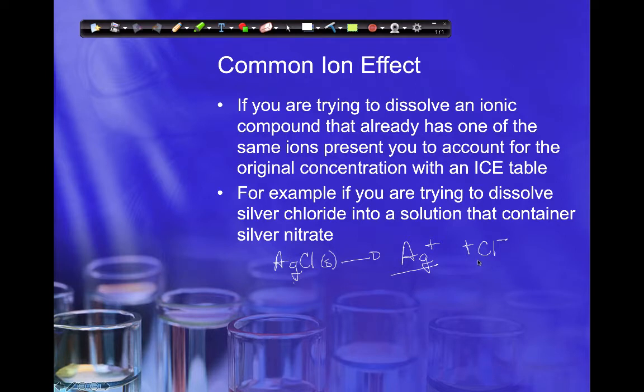So if I were to also have that silver chloride and I put it into a solution of potassium chloride, well, if the chloride is present, again, it's going to make this compound less soluble. So if you already have that ion present, that impacts the solubility. Now, it doesn't impact the Ksp value, but it does impact how much will dissolve.